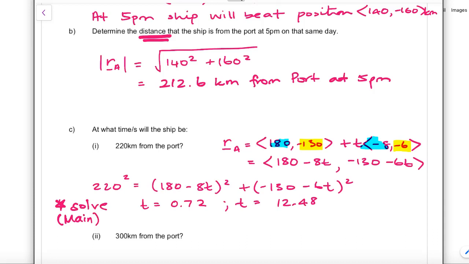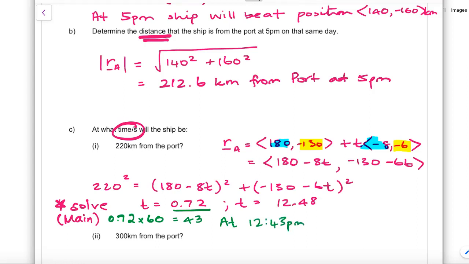Now hopefully you've verified that the time is 0.72 hours or 12.48 hours, depending on the ship's movement. So we actually have to work out the time. So here we can see that we've not even done 1 hour of travel. So this would be from 12 p.m. We've got to work out 0.72 of an hour, and 0.72 of 60 minutes is just over 43 minutes. So we could say that it's 220 kilometres at 12:43 p.m.